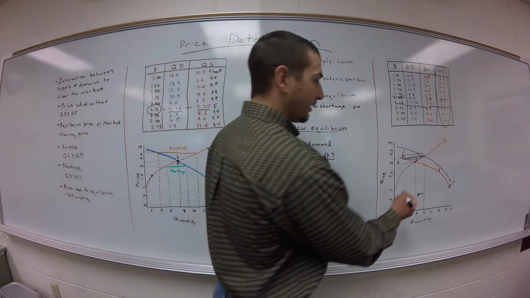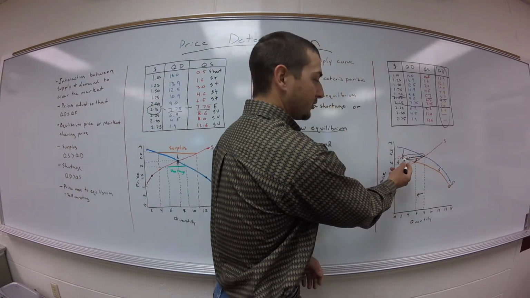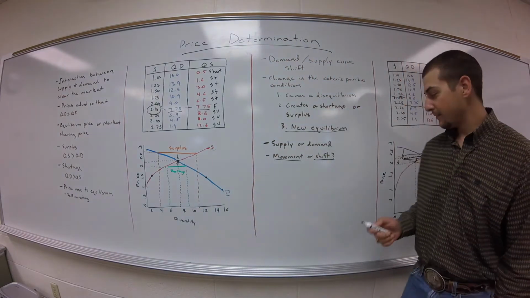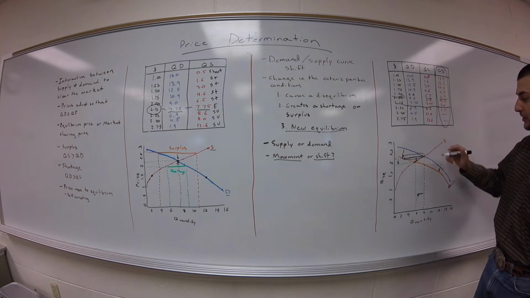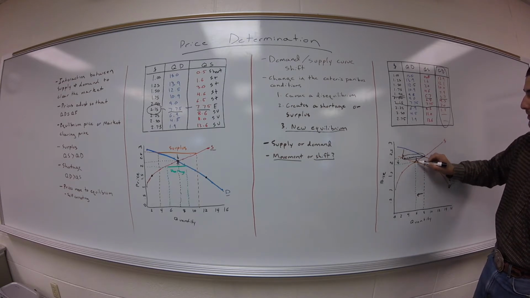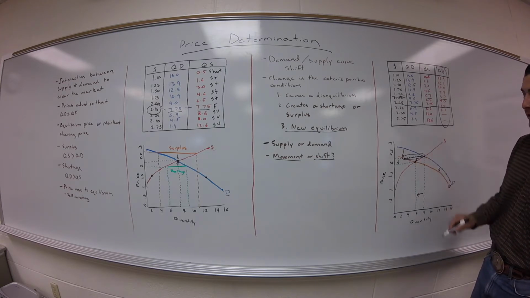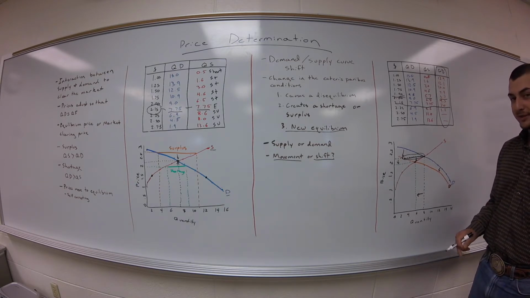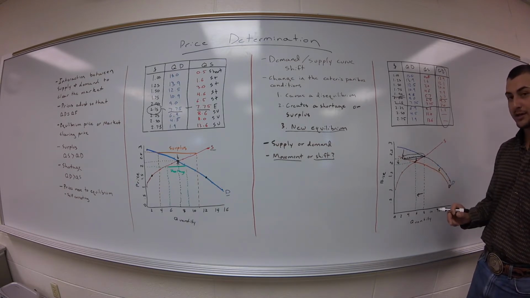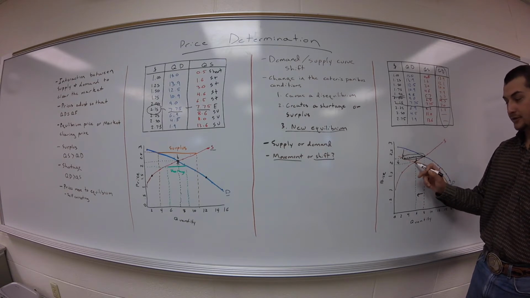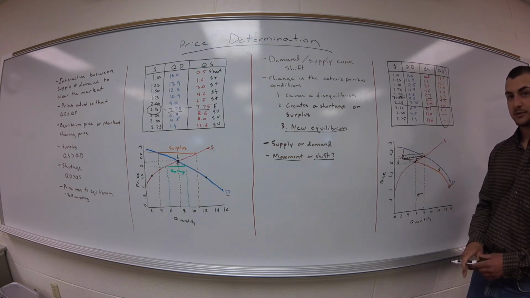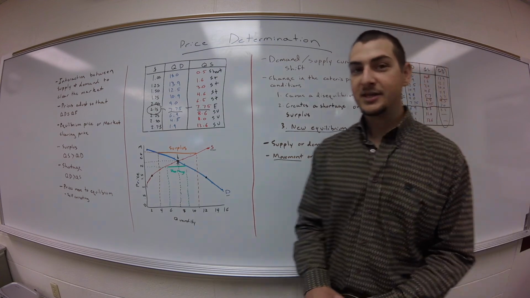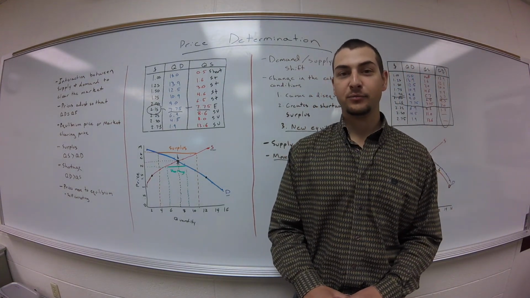So what does this look like? By us having to draw a brand new line, that becomes a shift. But if we have to move the point along the supply curve from here to here, that is a movement. This right here is a change in quantity supplied and a movement along the supply curve, where this is a change in demand and a shift in the demand curve. And this is the basic explanation of price determination.